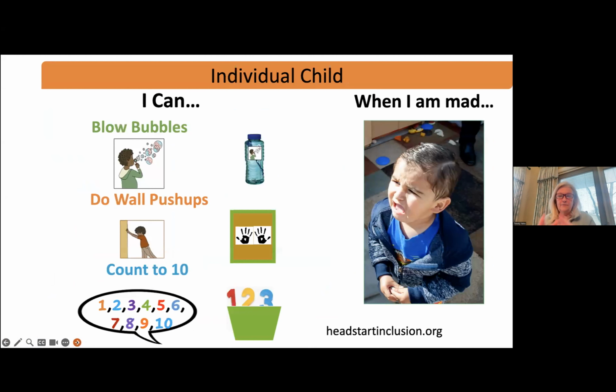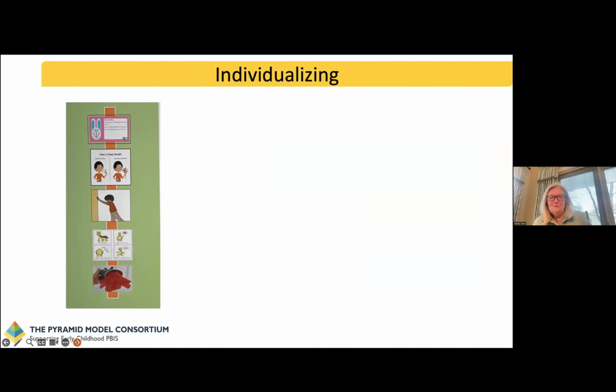This one was using the visuals from the Head Start Inclusion, but it was originally developed for this one child who was kind of struggling with this, and these were the things that he liked the best. So they had a little area in the classroom that had the visual, blow bubbles, then it had bubbles there, do wall push-ups, and they literally did a poster on the wall at the child's level with handprints, so he could do the wall push-ups and then count to 10. There was a little bucket with 10 numbers in it, but all the children ended up using it. So it was a great way to get children to practice different strategies, right?